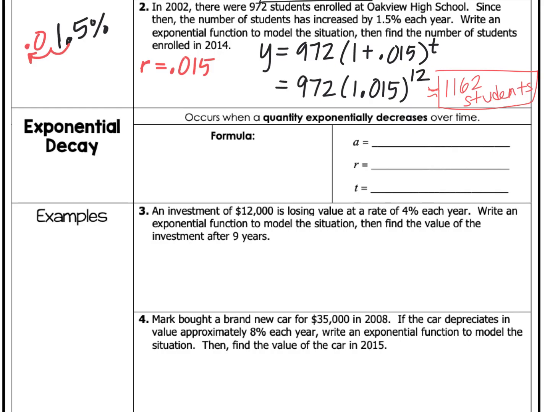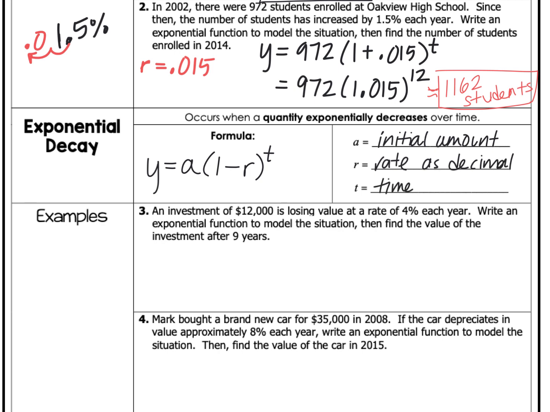Okay. All right, so now looking at exponential decay, the formula is the same except that it gets subtracted because you need your multiplier to be less than 1, so you subtract something from 1. What you're doing is you're taking away, okay, like from 100%. 1 minus r raised to t time. This is all the same stuff. Initial amount is a. Your rate as a decimal is r. And then time in years is t.